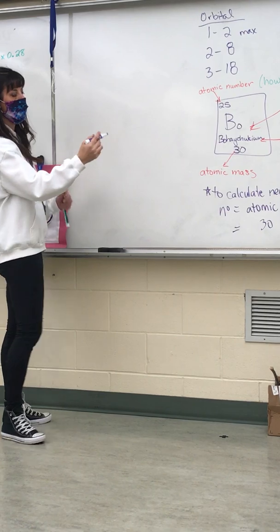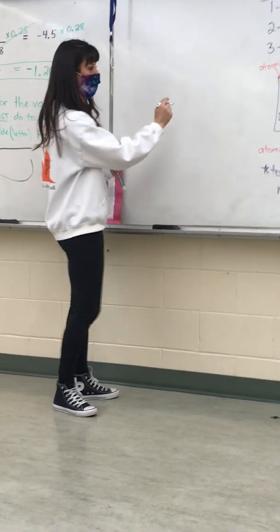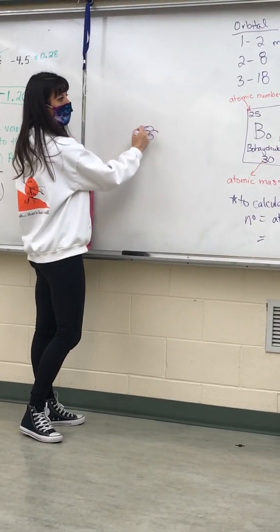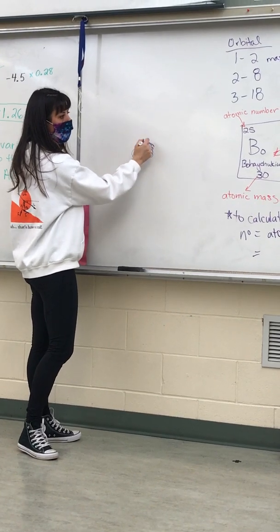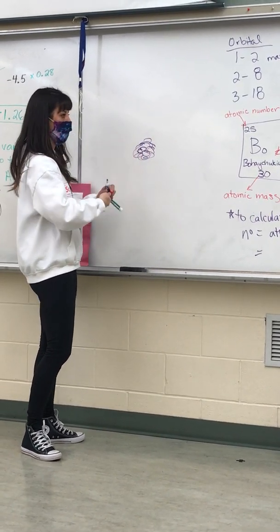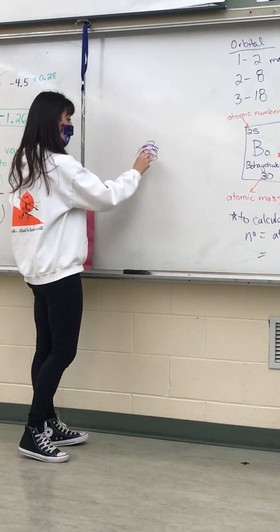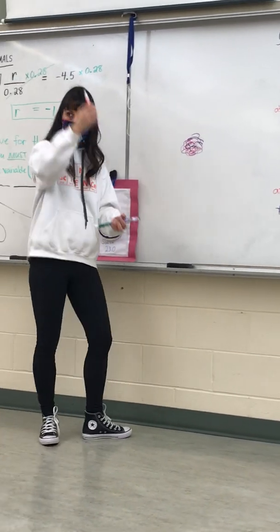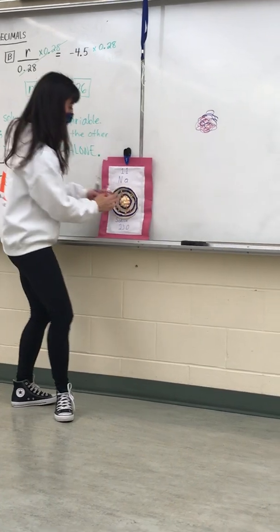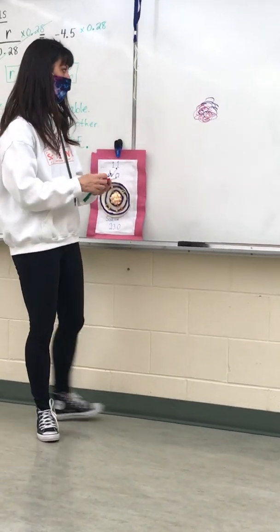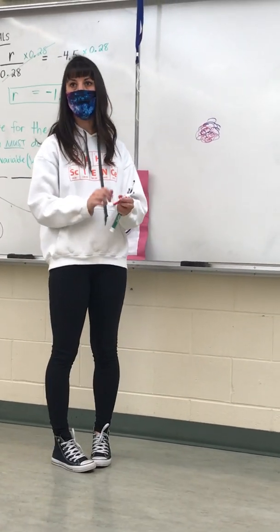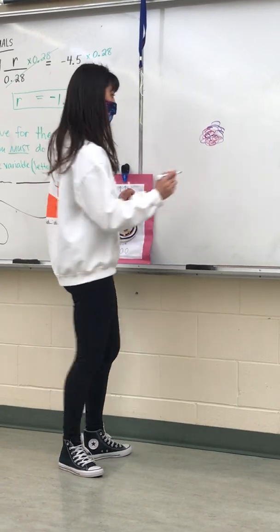So here's my nucleus. I've got 25 orange marshmallows. I've got 5 yellow marshmallows in my nucleus. And I put the glue on and they stayed on my plate. Hooray! Next I'm going to fill up the orbitals with my electrons.